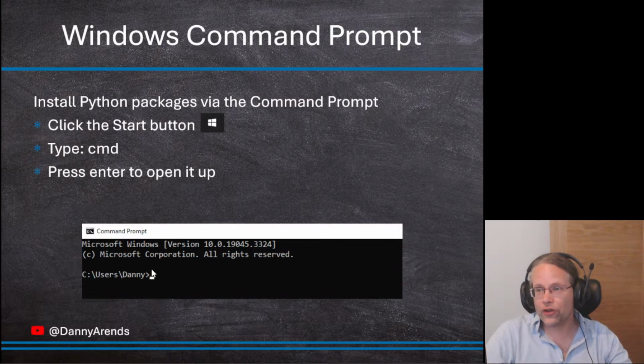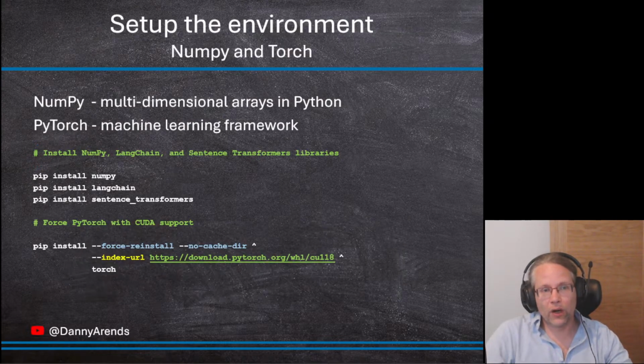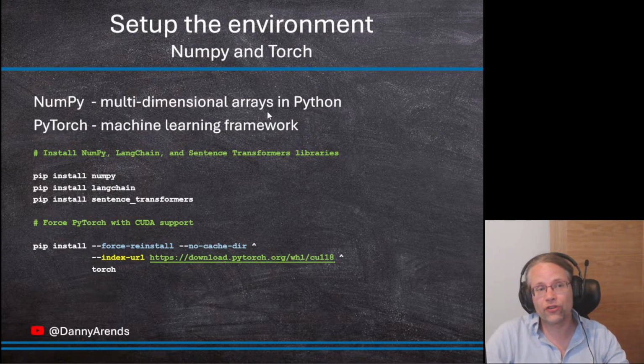So first things first, what are we going to do? Well, we're going to install NumPy and PyTorch. NumPy is a package for multidimensional arrays, because we're going to have to deal a lot with matrices, 3-dimensional matrices, 2-dimensional matrices. And PyTorch is a machine learning framework. PyTorch needs to be installed with CUDA support, so it has a different command compared to things like NumPy, LangChain, and sentence transformers. But we're going to install these 3 packages.